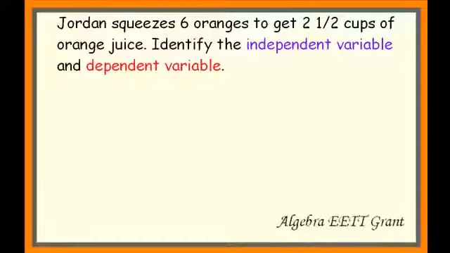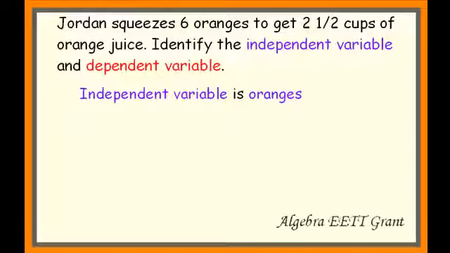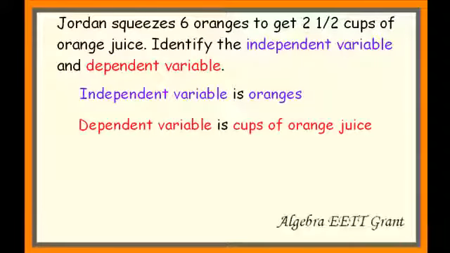Jordan squeezes 6 oranges to get 2.5 cups of orange juice. Identify the independent variable and the dependent variable. Well, let's do independent first. That's the one that you have control over, that you choose. So do we get to choose how many oranges we squeeze or how many cups of orange juice we get? Well, in this case, the independent variable is the oranges that you squeeze. Now, depending on the number of oranges that you squeeze is how much orange juice you get. So the dependent variable is the cups of orange juice.